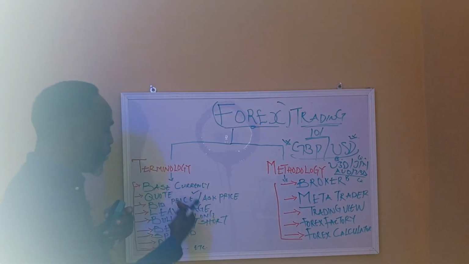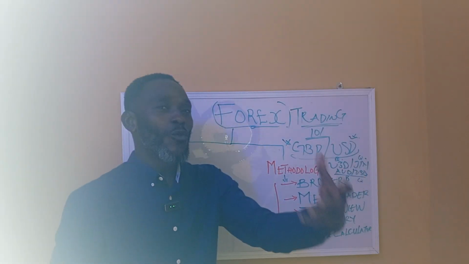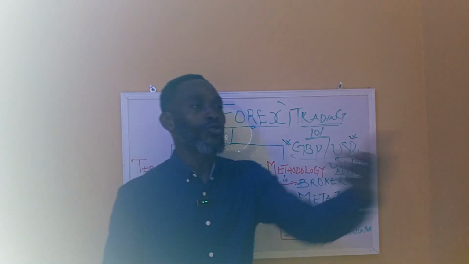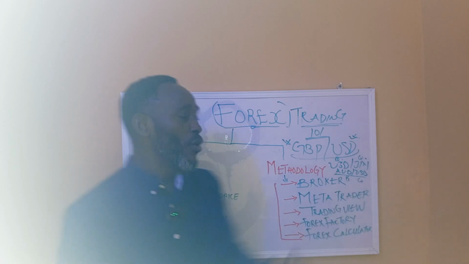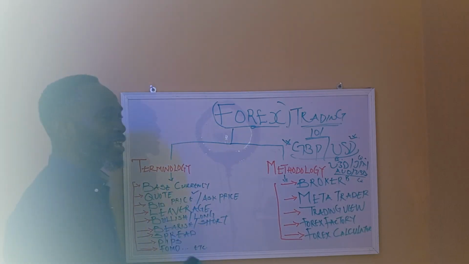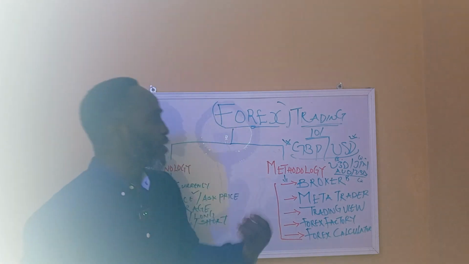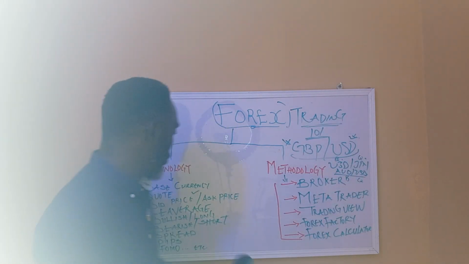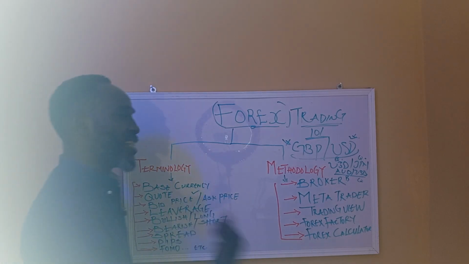Now, the bid price is the price that the broker is willing to buy currency from you. Like the bureau de change: you go to buy a dollar from the market, the price they are buying from you is called the bid price. If I have a dollar and I want to sell it into Nigerian currency, the price the broker sets for me is what is called the ask price. So that is the difference between the bid price and ask price.